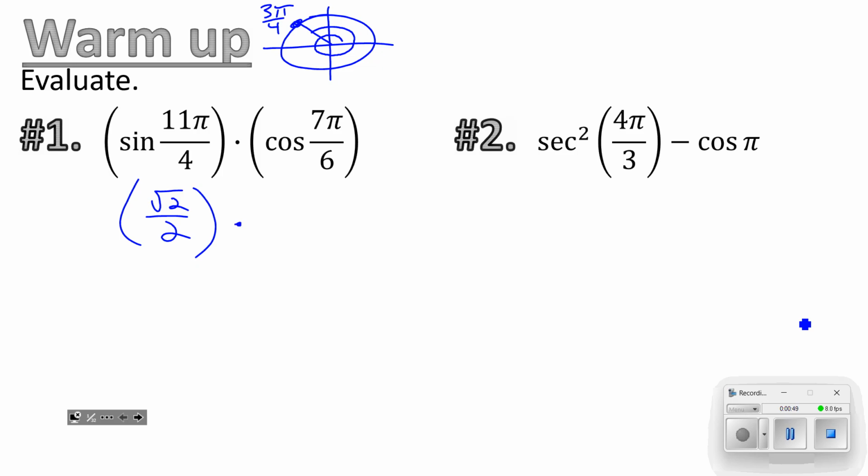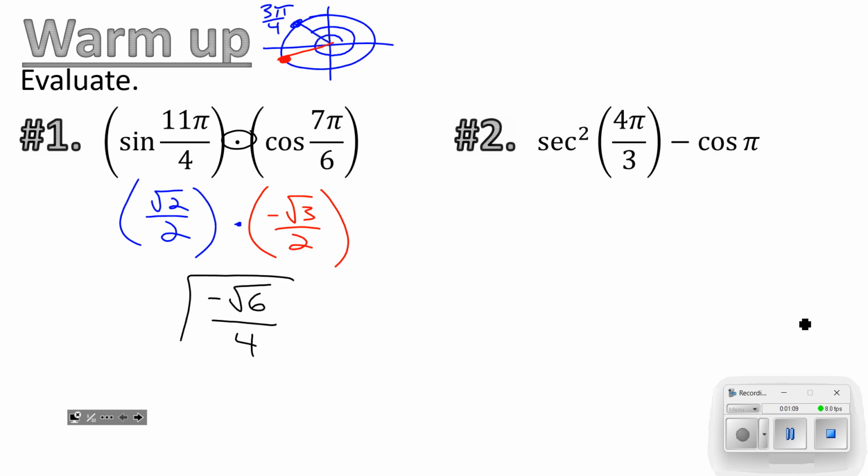Cosine of 7 pi over 6 is a little more straightforward. 7 pi over 6 down here in the third quadrant. The cosine value there is going to be negative root 3 over 2. Then it's telling us this operation here is multiplication, so just multiply them together. Negative root 6 over 4. Final answer. There you go.